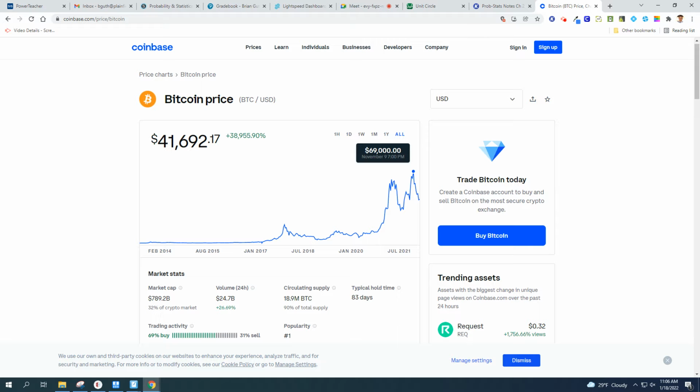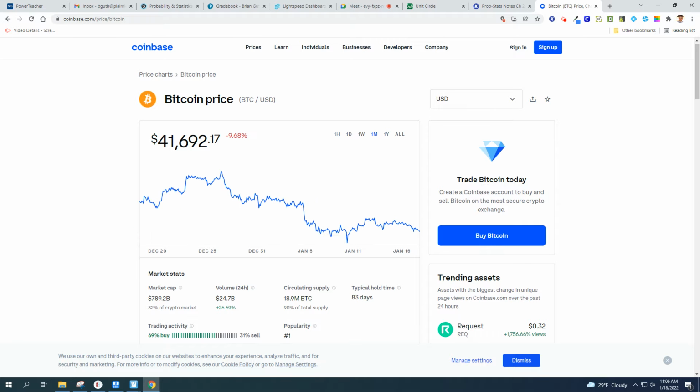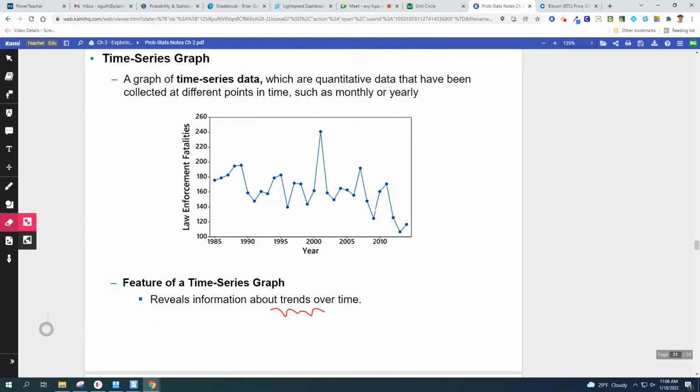What's kind of cool about this is you can change it from all time to just 1 year, and you can spot some trends if you nail it down. If you just look over the past month, that seems to be trending down, right? So we can see some different trends with a time series graph.